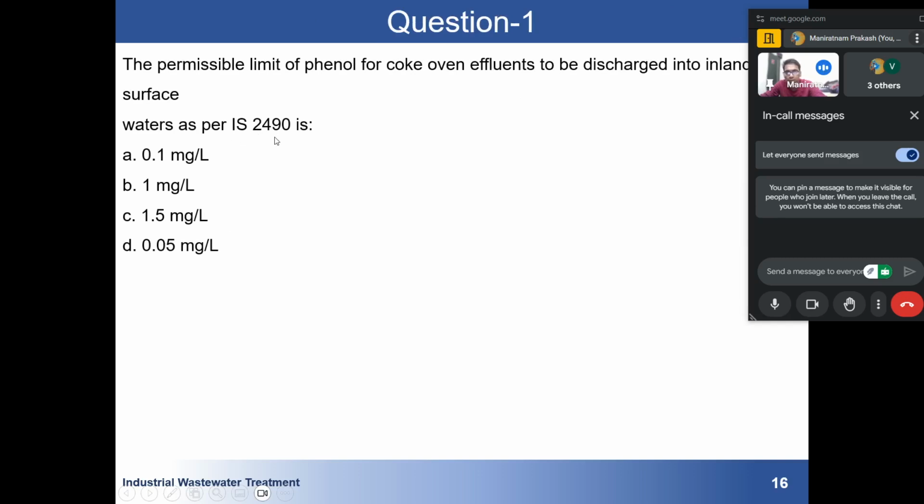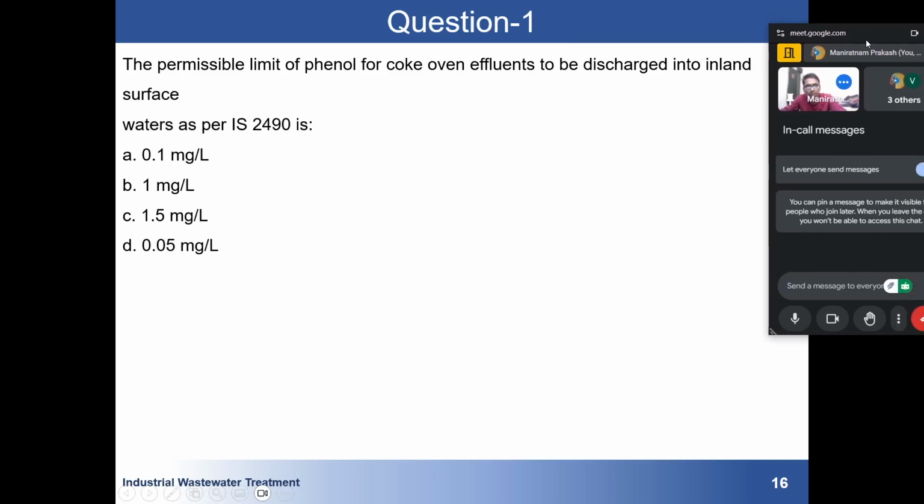So this was the code, IS 2490. Okay? So this deals with industrial wastewater. The permissible limit of phenol for coke oven effluent to be discharged into inland surface water as per IS 2490 is... Okay, anyone? Just first try to answer it.